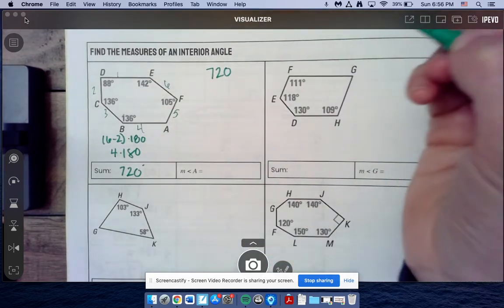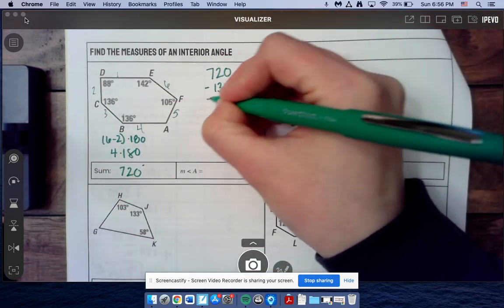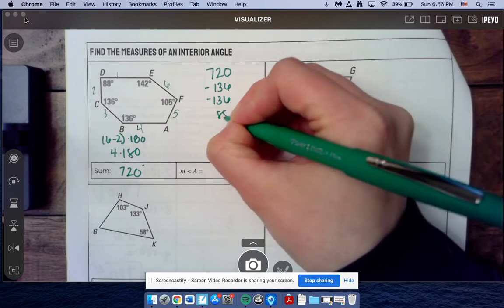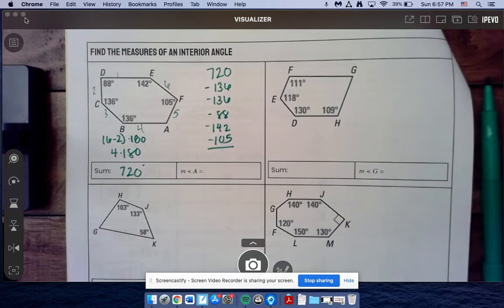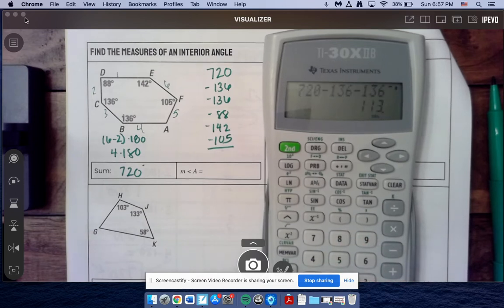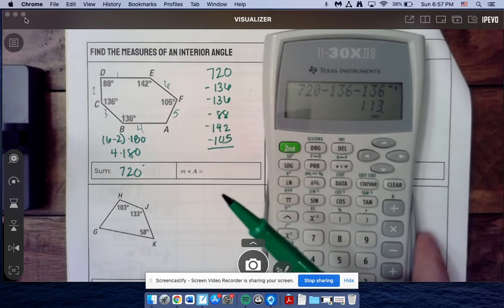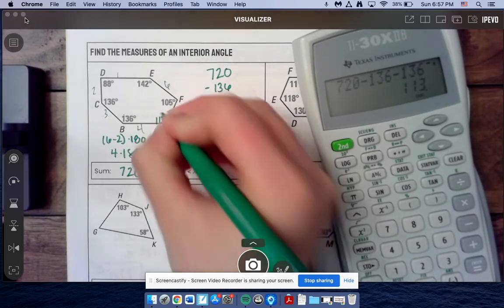So now to find the missing one, I'm just going to take 720 and subtract away. You're just going to subtract away from 720 degrees and see what you get. So again, calculator work, folks. Just be careful because there's a lot of room for errors. So 720 minus 136, minus 136, minus 88, minus 142, minus 105. Hopefully you got 113 with me. 113. So the measure of angle A is 113 degrees.